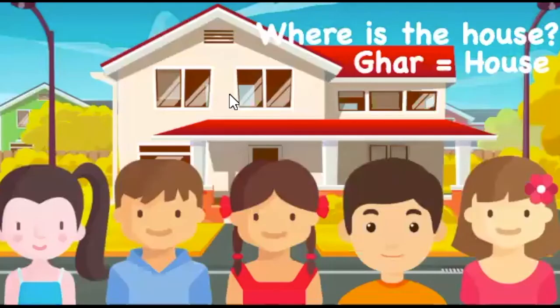Let's do another one. Where is the house? What's the subject? It's house, right? So put your Hindi sentence together. House kahaan hai? Now let's replace the word house with the Hindi word, which is ghar. Now I want to point something out about this word.